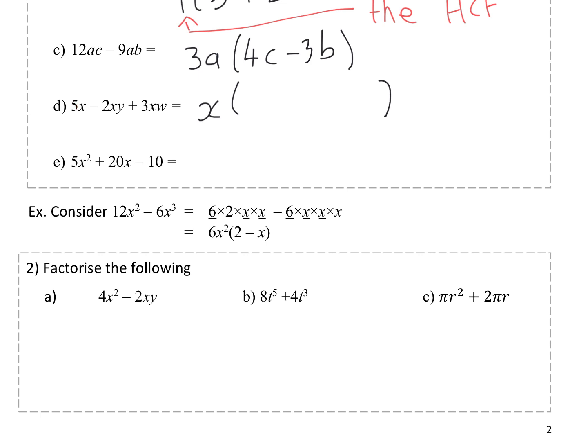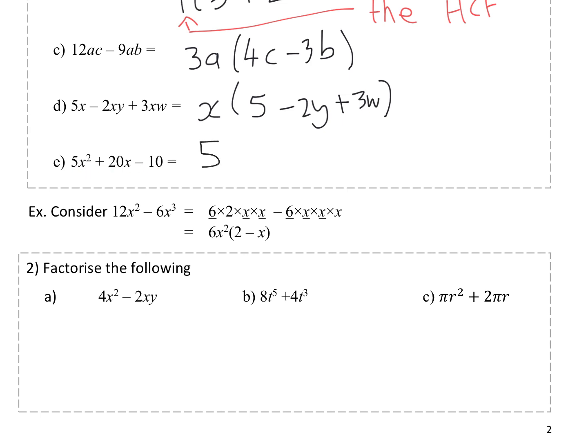We have to get 5x, so we'd have to times x by 5 to get 5x. We need minus 2xy, so we need a minus 2 and a y to give minus 2xy. And then we need a 3xw. We've got the x, we need a 3w. So plus 3w.